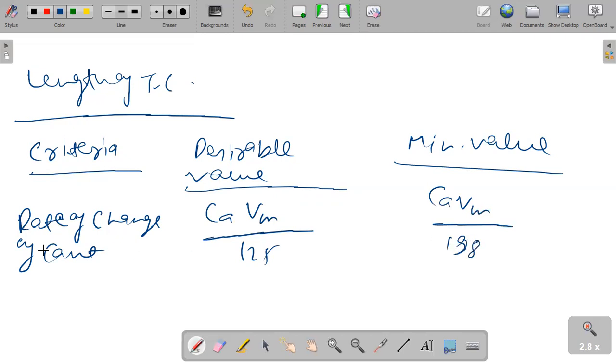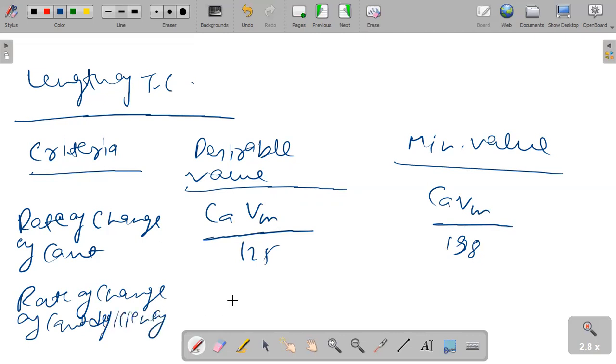Our next criteria is rate of change of cant deficiency, that is CD. Its desirable value is CD into Vm upon 125, and its minimum value is CD into Vm upon 198.